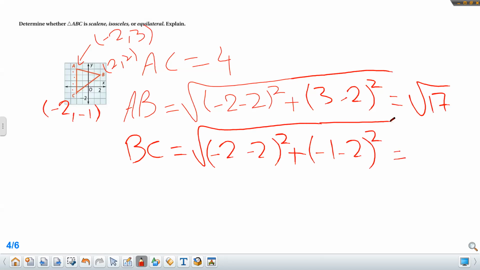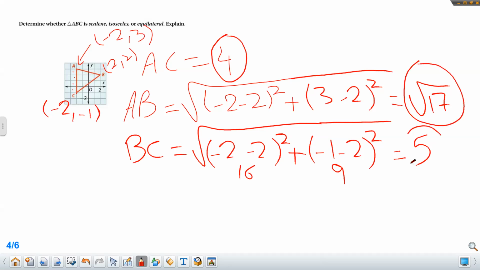Then you can evaluate that: the first will be 16, the second will be 9, so it will be square root of 25, which is 5. So the sides are 4, square root of 17 and 5. We noted that they are unequal sides, different sides.